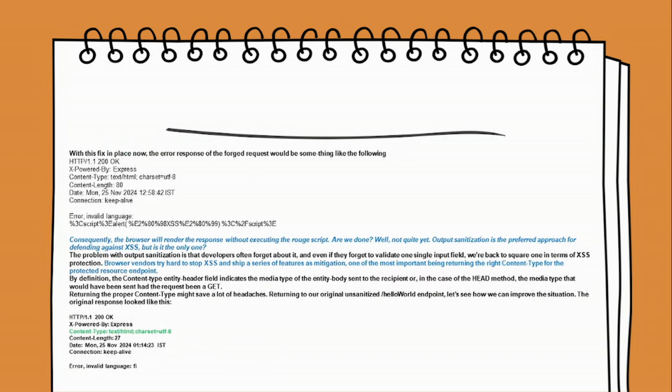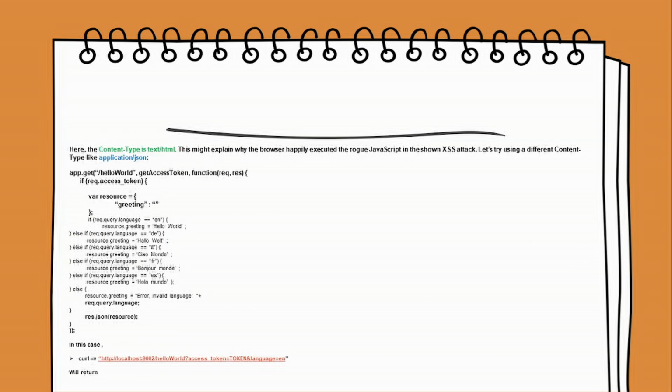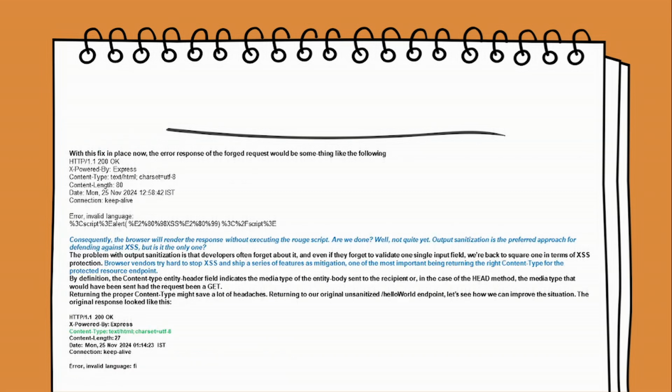One second, let me go back. So this is the previous result. Here the content type is text/html, what we have seen in the previous one. This might explain why the browser happily executes the rogue JavaScript in the cross-site scripting attack. Now we can try using a different content type. Previously the content type, as I have already highlighted here, is text/html.